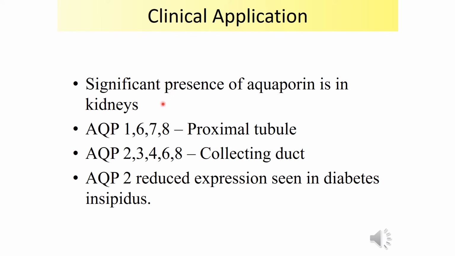The clinical application of aquaporins. There is significant presence of aquaporins in kidneys. The proximal tubules include aquaporin 1, 6, 7, and 8, whereas the collecting duct of the kidneys have aquaporin 2, 3, 4, 6, and 8 in large numbers. The reduced expression of aquaporin 2 is seen in diabetes insipidus, where there is excessive urination volume.